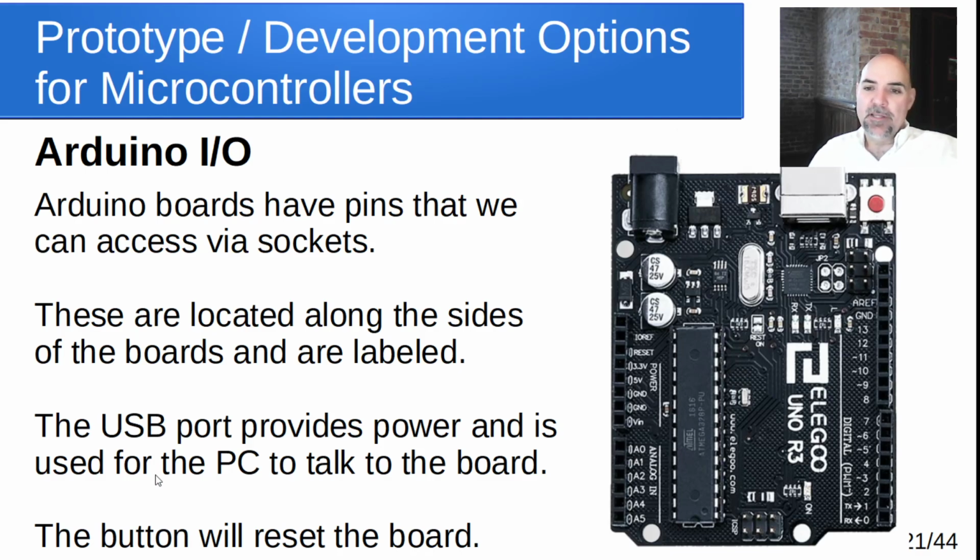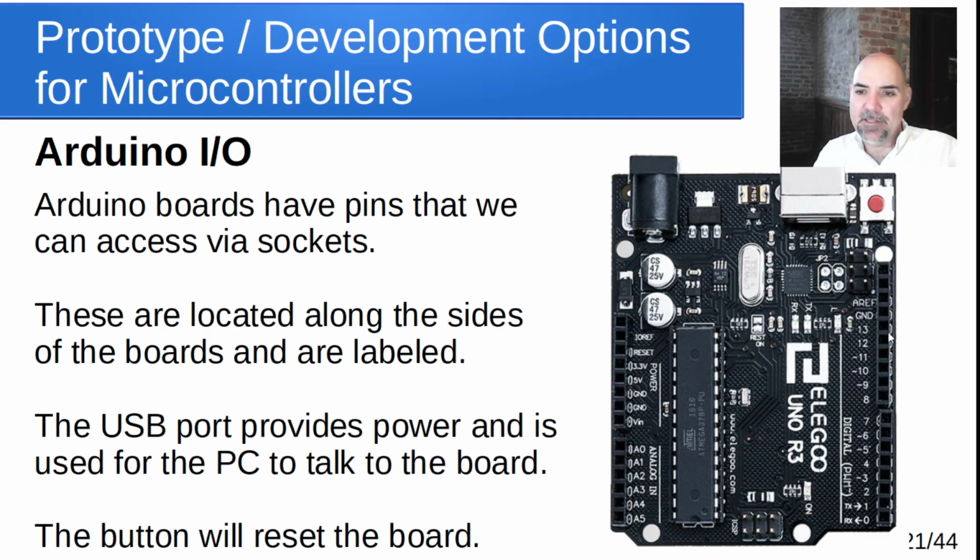Now, what does the board look like? This is what the Arduino Uno board looks like. Looking at it, we've got a set of pins, a little socket along the side here where you can plug wires in, or what I would suggest is plugging those little pin wire connectors in there.